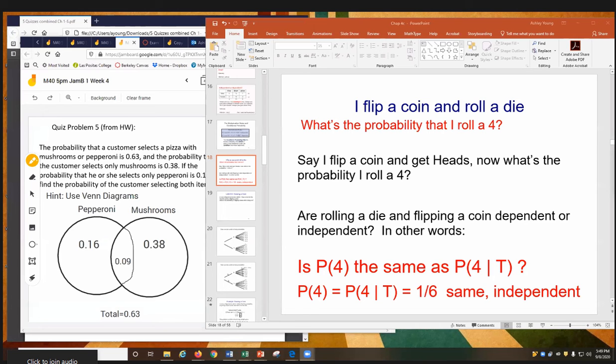It'd still be 1/6. This does not mean and a tail. This means given I hit a tails. So knowing that I've flipped a tails, does that change the probability of rolling a 4? No. Nope, it's still the same. So they're independent.